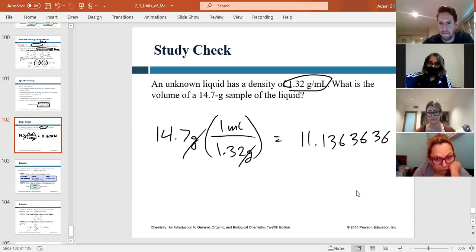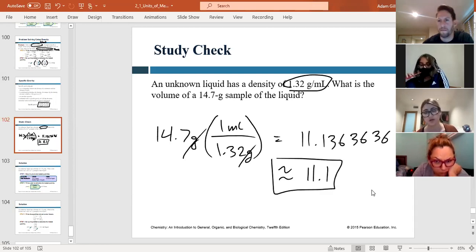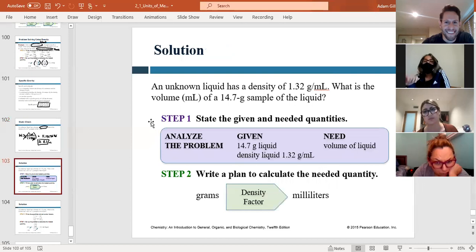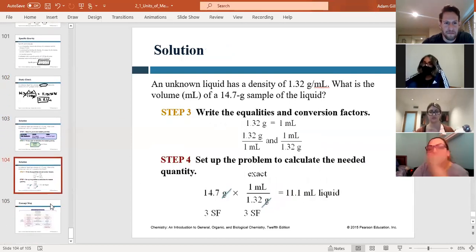So what do we want to round this to? How many sig figs? 3 sig figs. So what's our final answer? 11.1. 11.1 milliliters. Don't forget units. So 11.1 mils of liquid.